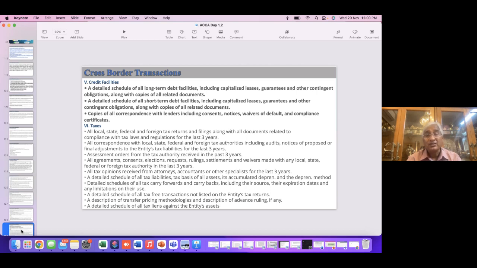Copies of all correspondence with lenders, including consents, notices, waivers of default, and compliance certificates are also to be maintained. So in any case, these form part of documentation. So a detailed and accurate documentation can save your day, else you may face legal hurdles. Even in case of taxation, all local, state, federal and foreign tax returns and filings with documents relating to compliance with tax laws and regulations for the last 3 years.